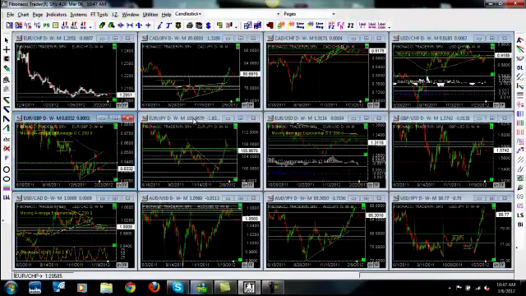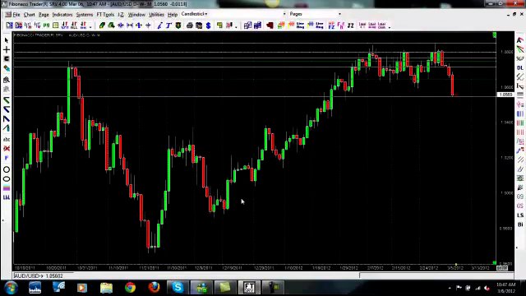Now let's look at a currency pair that we've just been trading. This is the Aussie US dollar. As you can see, the Aussie dollar has been trending up for some time. So our strategy works best when we are trading these ranges, these channels. But what do we do when the market starts trending?